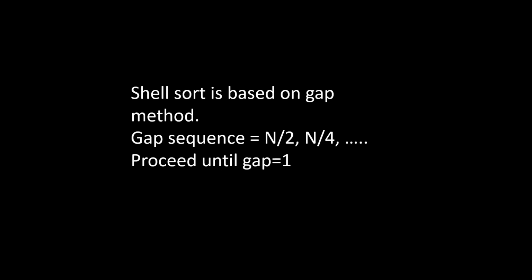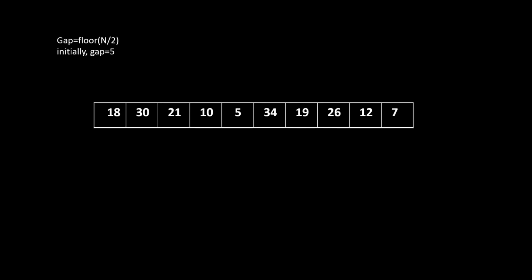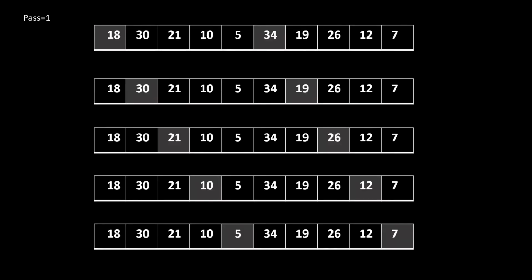Initially we take gap equal to n by 2, which is 10 by 2, that is 5. So in pass 1, there are 5 subarrays and each subarray consists of 2 elements. The elements in the gray box, 18 and 34, are the first subarray. Both 18 and 34 are compared, and since 18 is smaller than 34, it will not swap. It will remain in the same position.